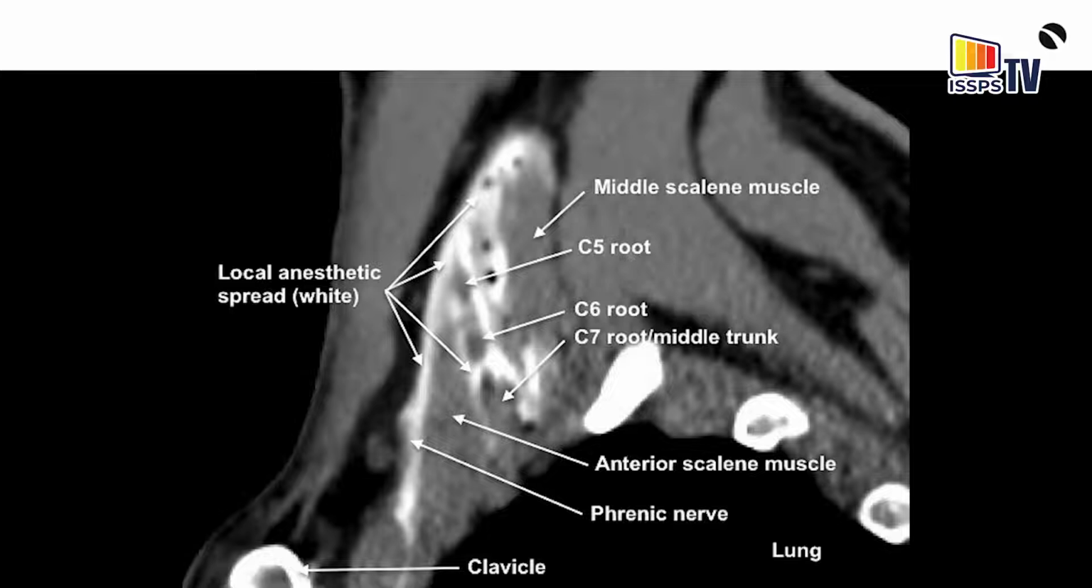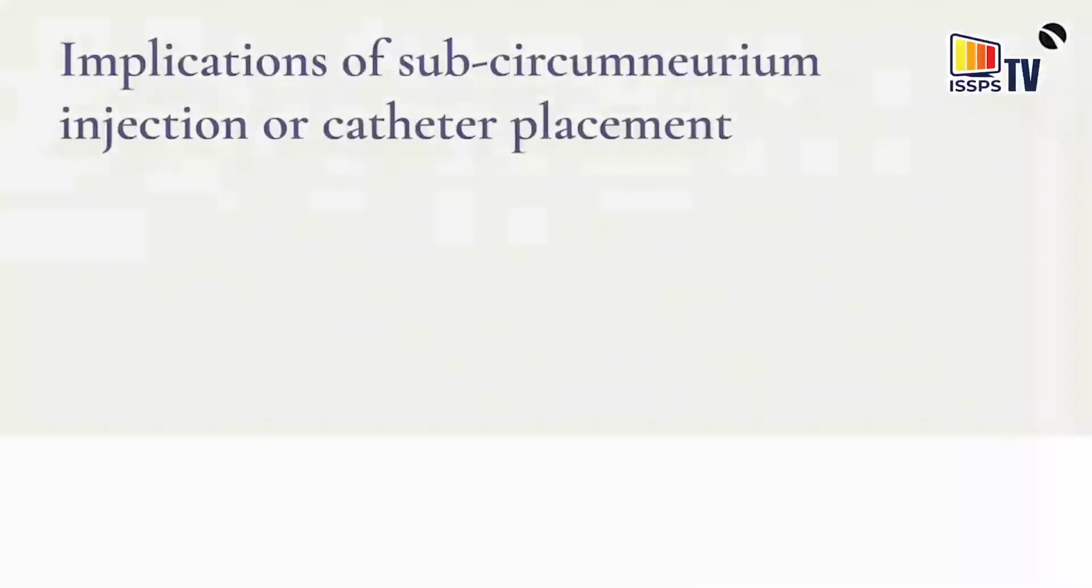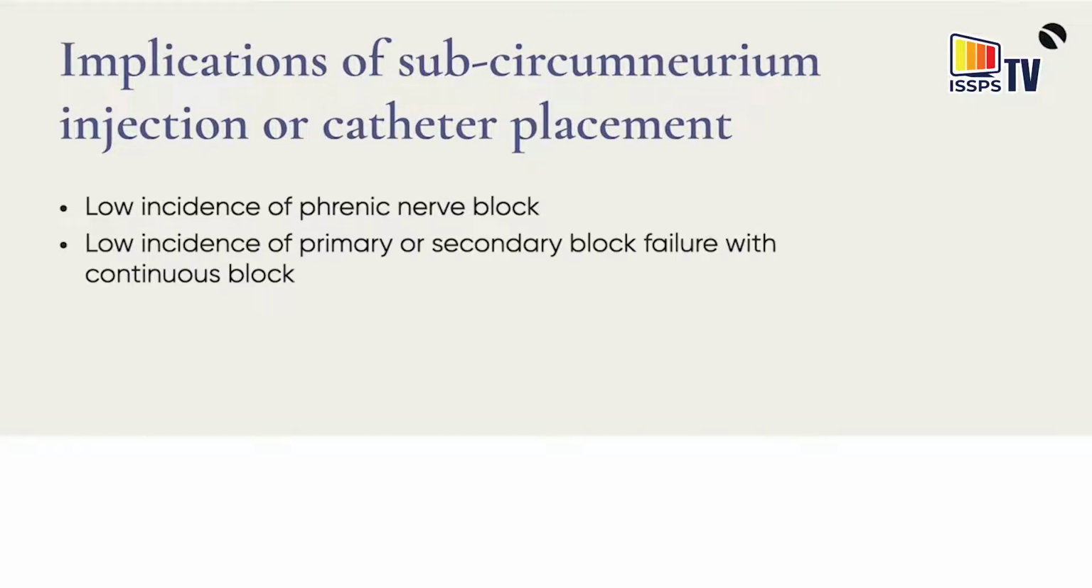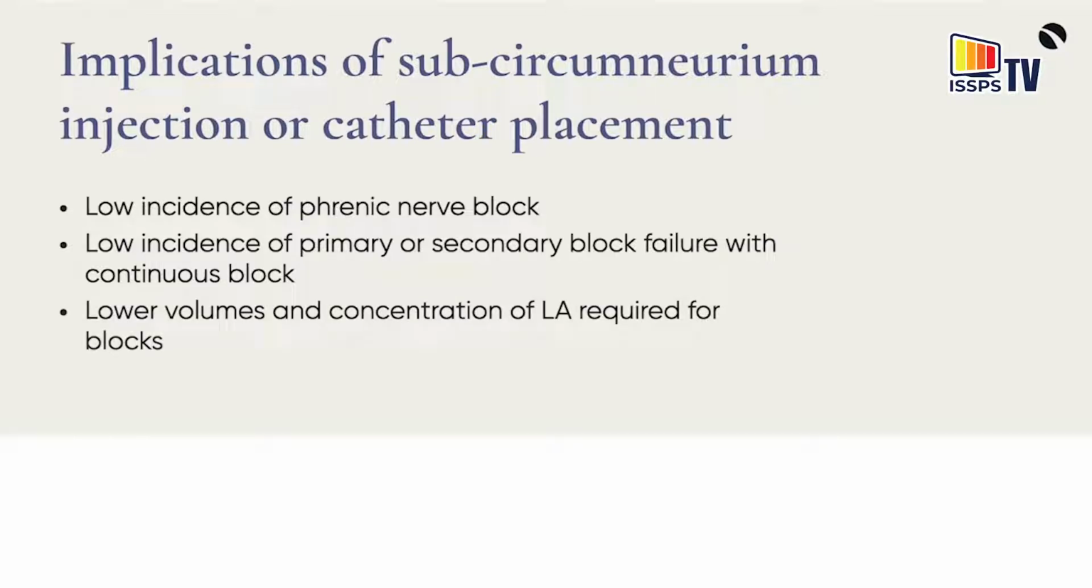Although this is not yet proven by formal research, it has certainly been our experience over many years and many thousands of injections and continuous infusions that injecting or infusing local anesthetic agents deep to the circumneurium leads to low incidence of phrenic nerve block, low incidence of primary or secondary block failure with continuous block, and lower volumes of local anesthetic agents required for blocks.